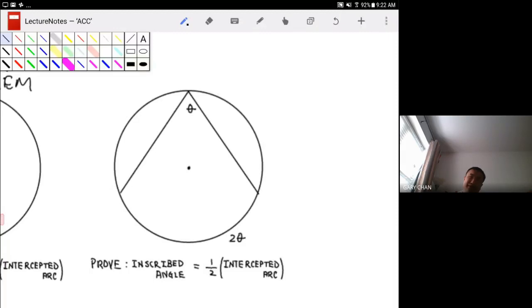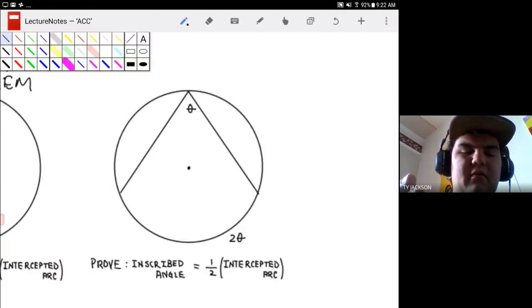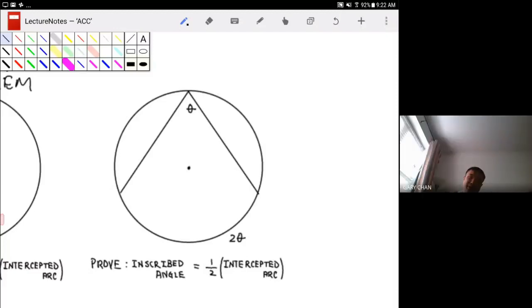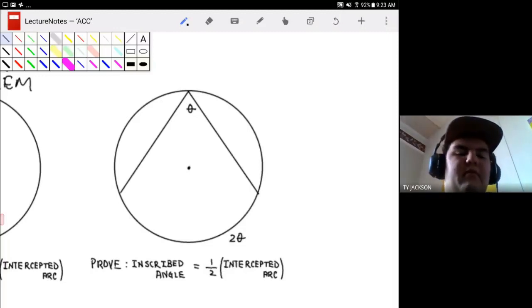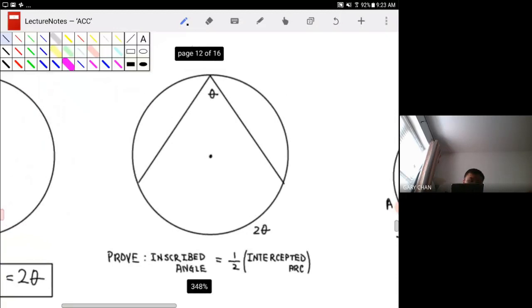What do you guys suggest? I say we could split. Sure. We can draw the radius down vertically. Okay, yeah, I agree. So from that inscribed angle, draw a radius down to the center, right? Yeah, from theta down to the radius. That's right. So Ty is saying, draw a radius like so.